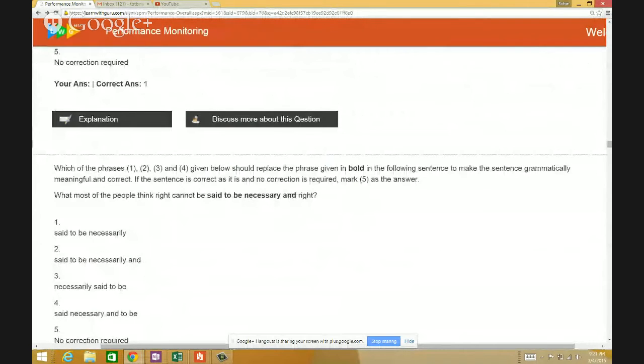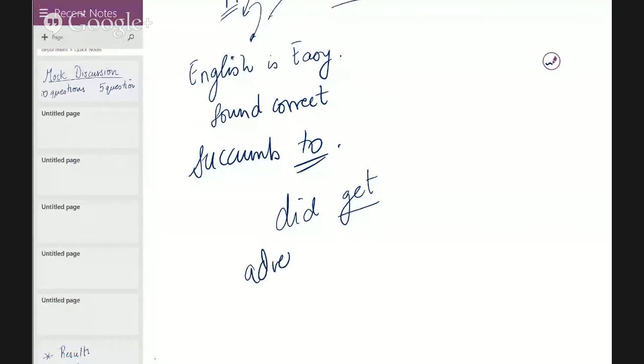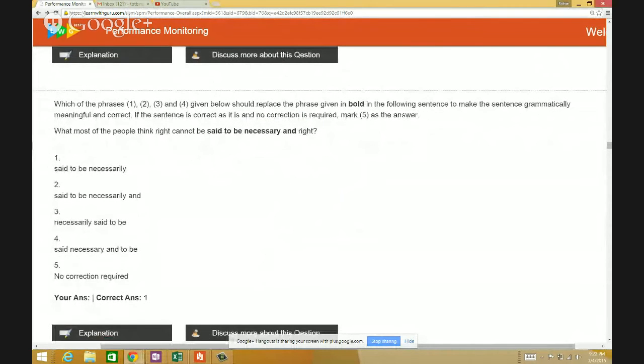What most people think right cannot be said, cannot be necessarily and whatever. So, cannot be necessarily right. Necessary and right is not the point. Necessarily is an adverb, and you have to use that adverb to re-emphasize, to reinforce. Cannot be said to be necessarily right, because you're using "right" at the end. The best way to solve these kinds of questions is to look at the options and try to fit them in, in case your verbal is very weak. Otherwise it's all cool.